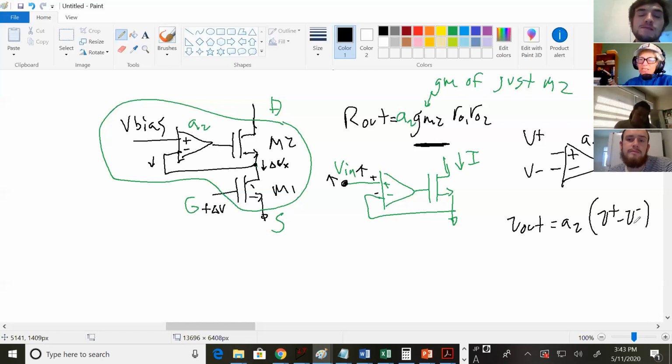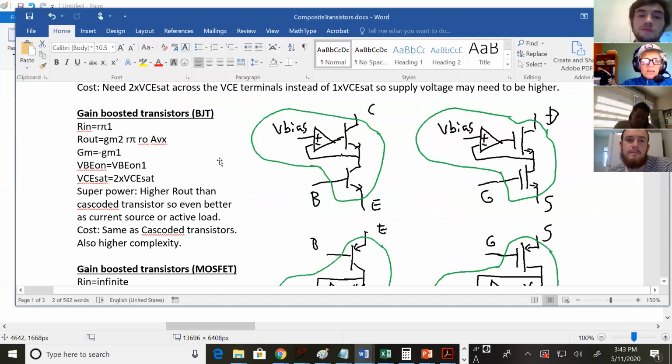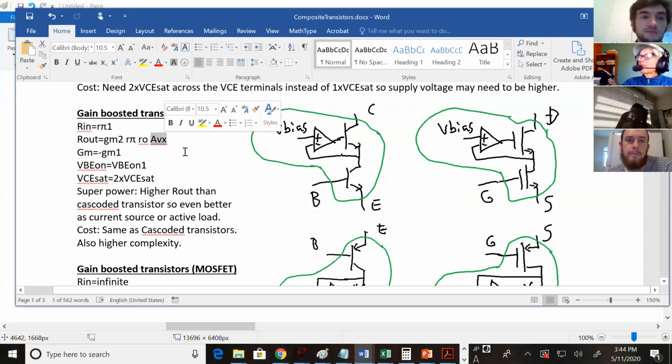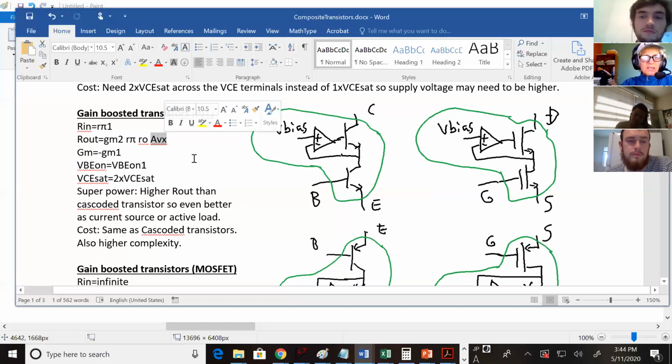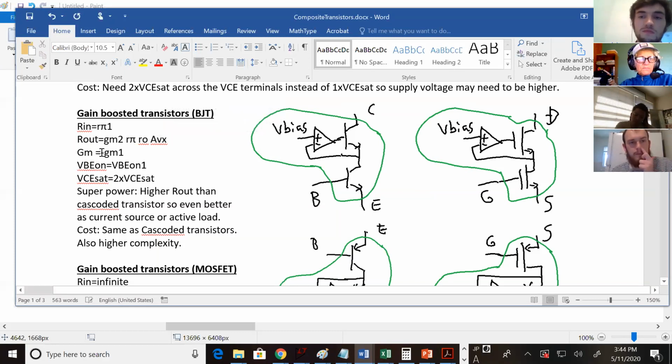So gain boosting, let's go back to the handout here. Same Rn as a single transistor, but your R out goes up, and it's more than just the plain old cascode, it gets multiplied by whatever gain your gain boosting amplifier provides. Thumbs up, thumbs down. Okay. GM's the same, because it's a single transistor, so this transistor changes the current through your amplifier.